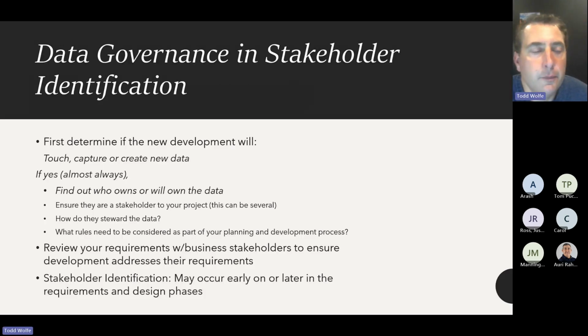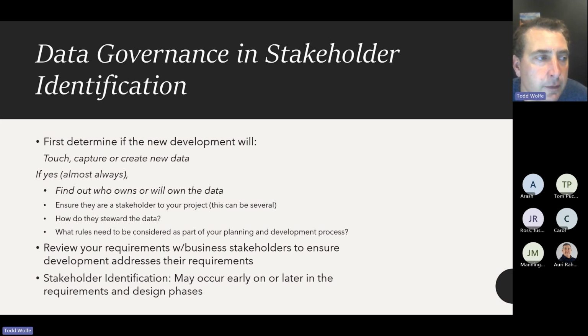So at the first stage, we have stakeholder identification. With any software development initiative or project, we always will have a scoping inception stage. What are we setting out to accomplish? Identifying the project. The first question we should ask ourselves is, are we going to touch, capture, or create any new data? Most likely, almost all the time, thinking back to that slide I shared earlier, there's going to be some data element there, right?